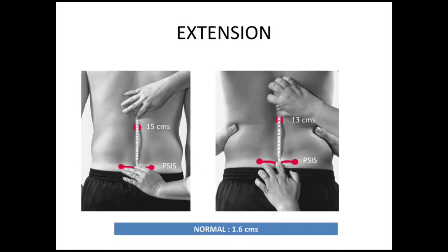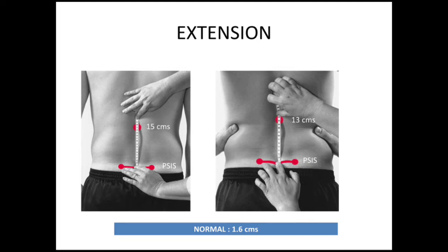Now, extension. How are we going to measure extension? Again, we are going to measure with the help of the modified Schober test. In this, the patient is in the standing position with the spine in neutral position. One mark is placed over the PSIS, and the second mark is placed 15 centimeters above the first mark, and then the patient is asked to bend backwards.